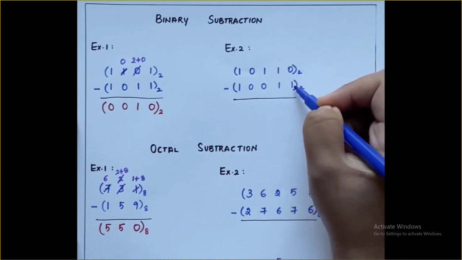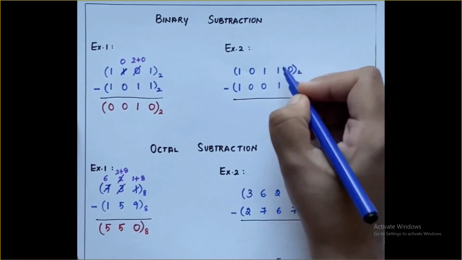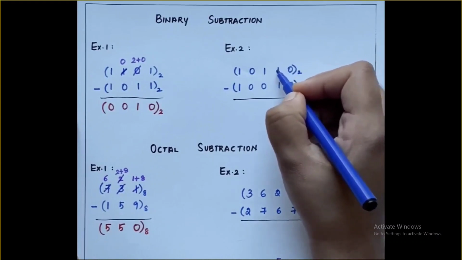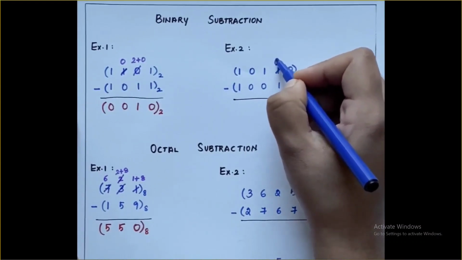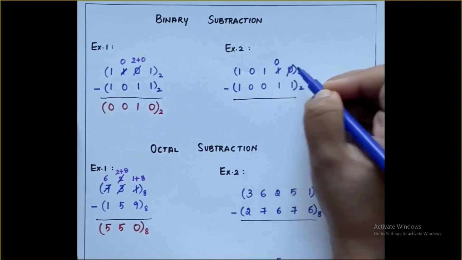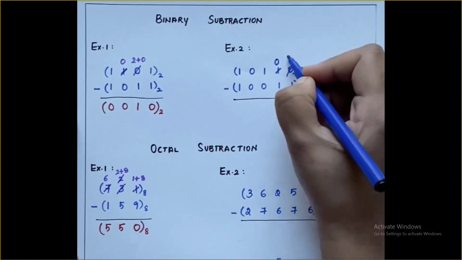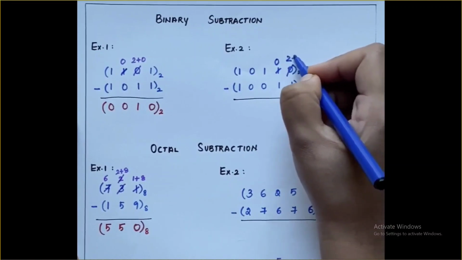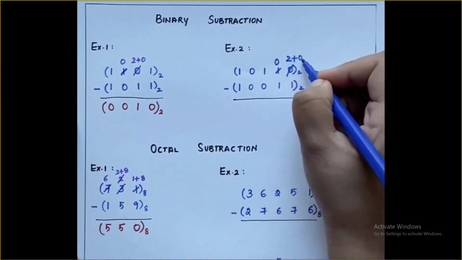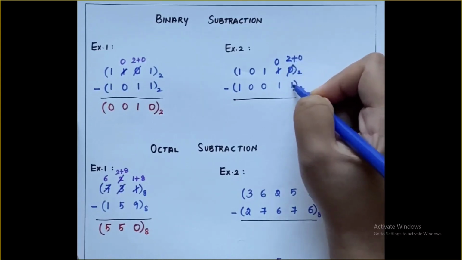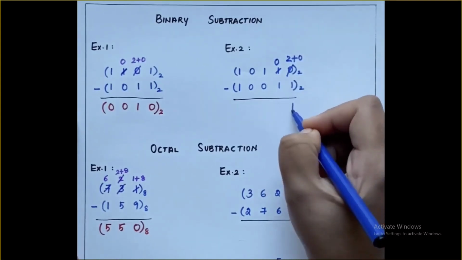So here we have 0 minus 1. 0 is less than 1, so we have to borrow. From the previous bit, reduce it, that is, 1 is reduced to 0. And in the current bit, add the base 2 plus the current value which is 0. So 2 plus 0 will be 2 and 2 minus 1 will be 1.